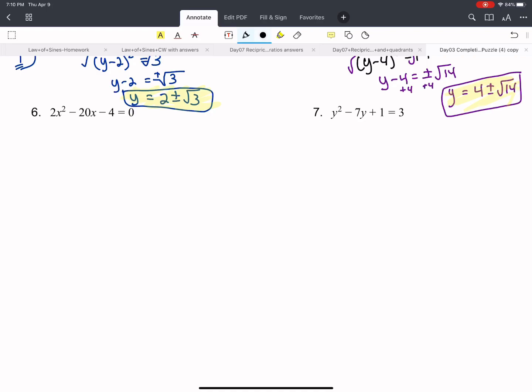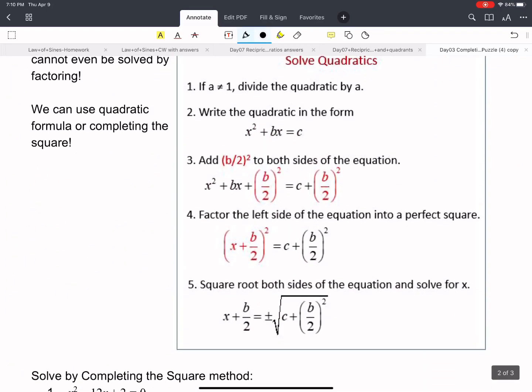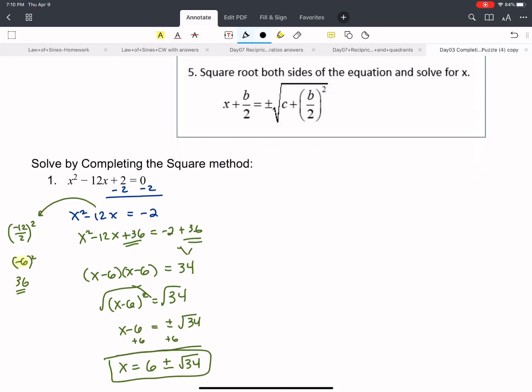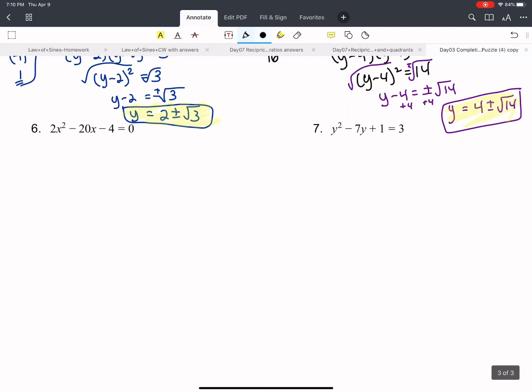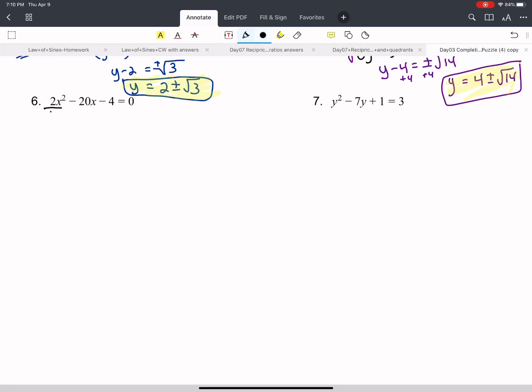If you see what I have over here, it says, if A is not equal to 1, divide the quadratic by whatever that A is. A is referring to that first term in front of x squared. So I am going to divide everything, because I cannot use this system of completing the square unless that first term is 1. So that's x squared minus 10x minus 2, and 0 divided by 2, well, that's 0. So now I can do what I've been doing.